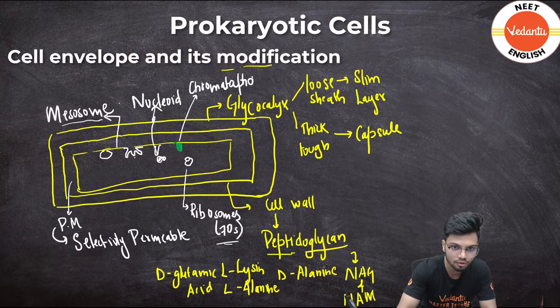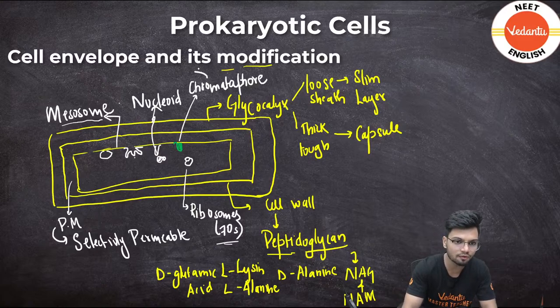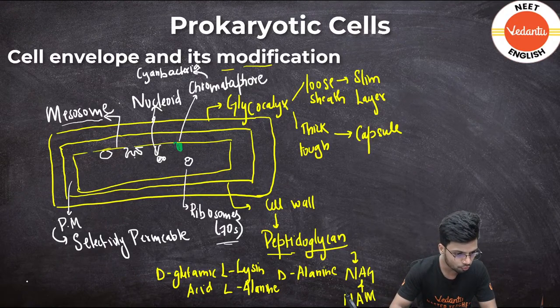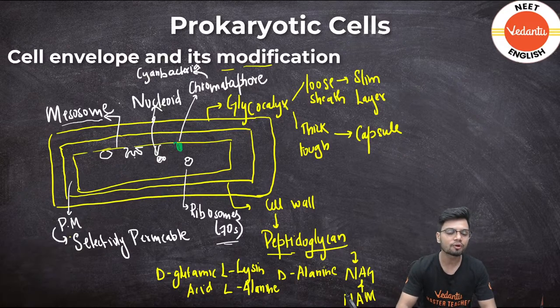Chromatophore. It is called chromatophore. Now, this chromatophore is mainly found in the case of your cyanobacteria. Now, apart from all these layers, do bacterial cells need anything for attachment? Yes, sir. They need something for attachment.